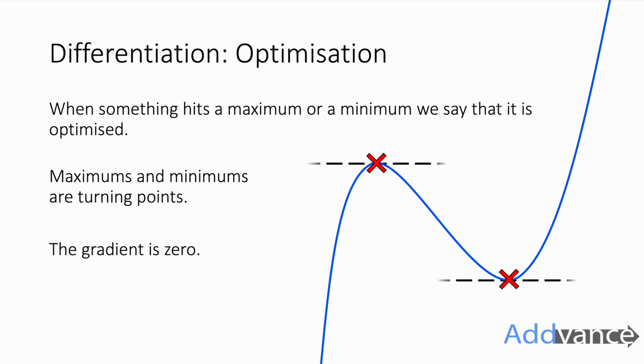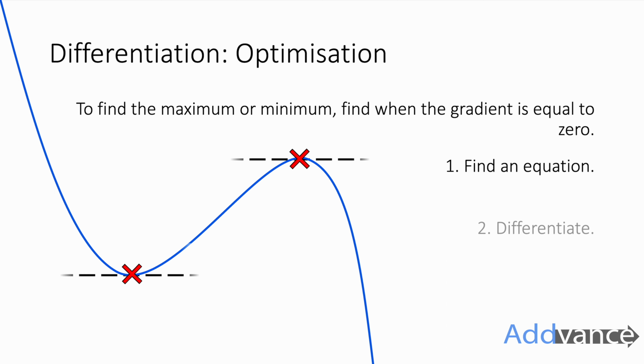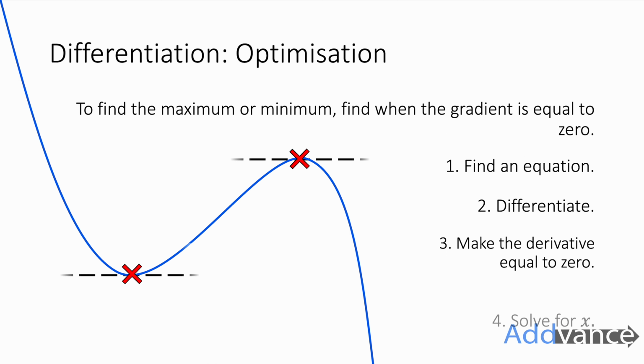And we optimize things by finding the turning points, and turning points are when the gradient is 0. Look at the dotted line at the red crosses here. That is the tangent, and the gradient of those dotted lines is 0. They are flat. So we can find turning points by finding when the gradient is 0. So to find the maximum or minimum, find when the gradient is equal to 0.